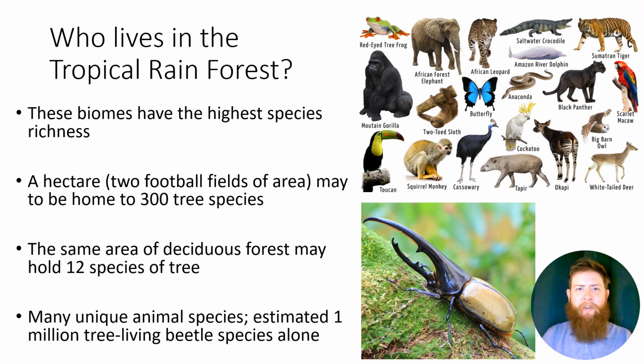So who lives in the tropical rainforest? These biomes, because they have so much productivity, have some of the highest species richnesses. A hectare, which is the size of 2 football fields, may be home to 300 tree species alone, not even including the animals. If you were in a deciduous forest, you would see probably 12 species of trees in that same amount of area. It also has many unique animal species, such as these ones up here.